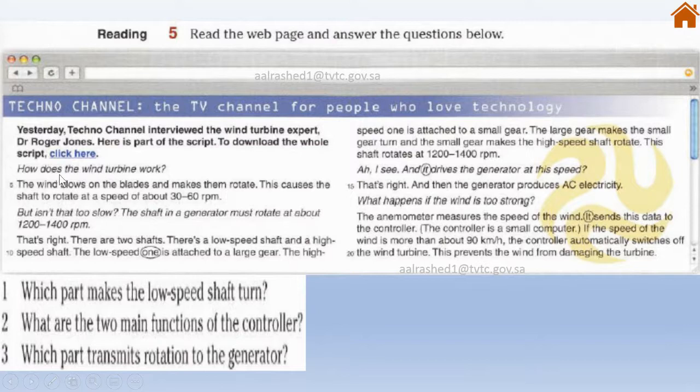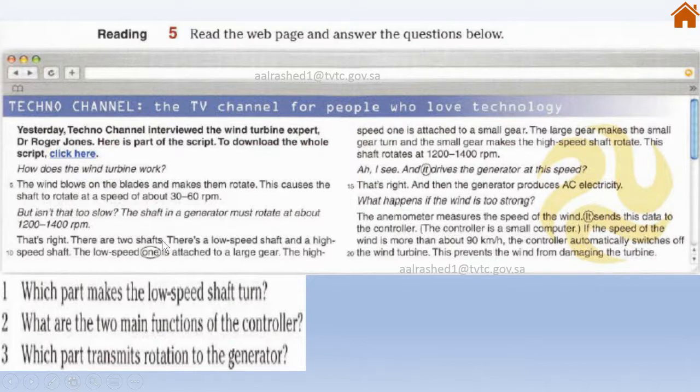How does the wind turbine work? Okay, the wind blows on the blades and makes them rotate. Okay, so it relies on the wind. So it would be able to be rotated. This causes the shaft to rotate at a speed of about 30 up to 60 RPM. Isn't that too slow? The shaft in a generator must rotate at about 1,200 and 1,400 RPM.